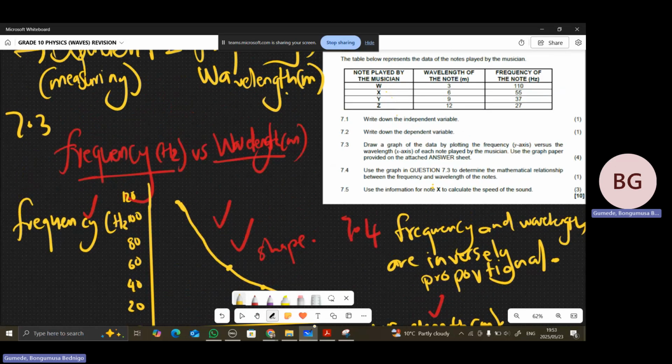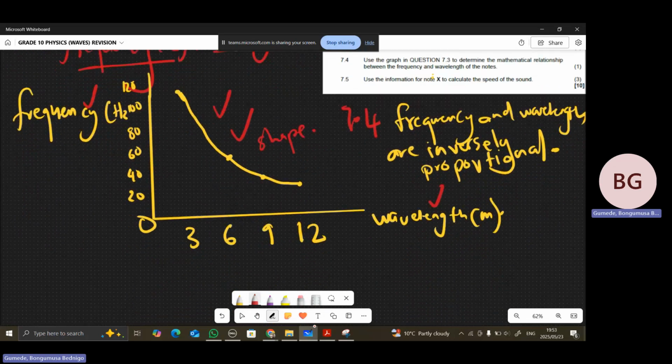Use the information on note X to calculate the speed of sound. Calculate the speed of sound. Sorry, it's not this one, it's the first one. Note X here. So it's going to be 6 times, because this is frequency. Let's write the formula.